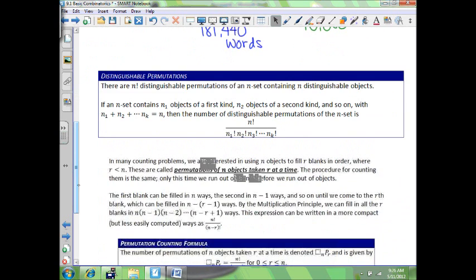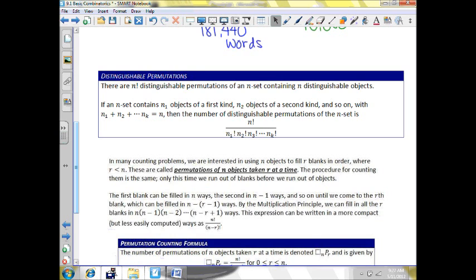Now, distinguishable permutations. There are n factorial distinguishable permutations of an n-set containing n distinguishable objects. So that's if none of the objects repeat. If an n-set contains n1 objects of the first kind, n2 objects of the second kind, with all of them adding up to n, then the number of distinguishable permutations of the n-set is n factorial divided by n1 factorial times n2 factorial and so on. That's if they repeat.